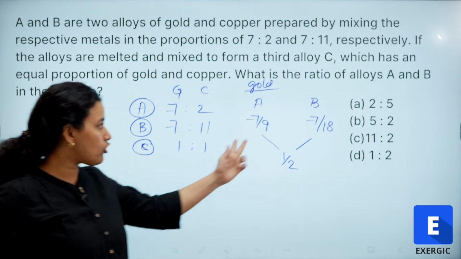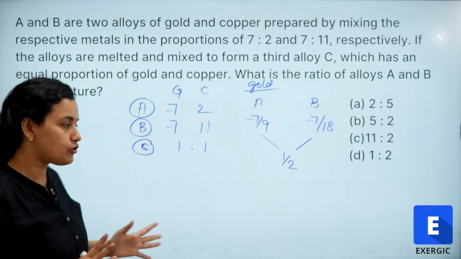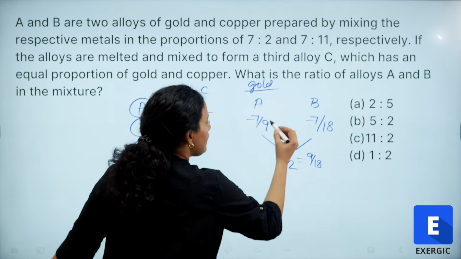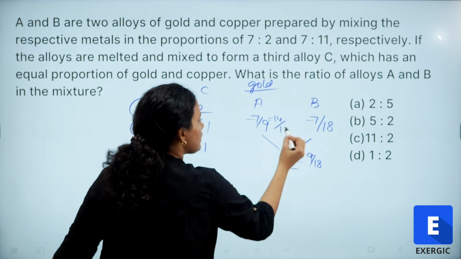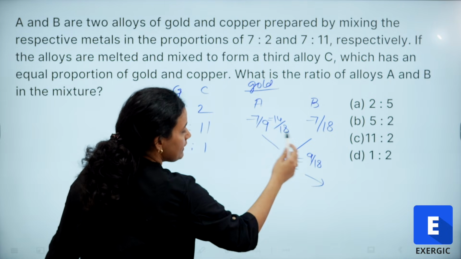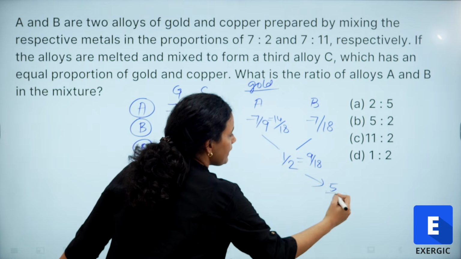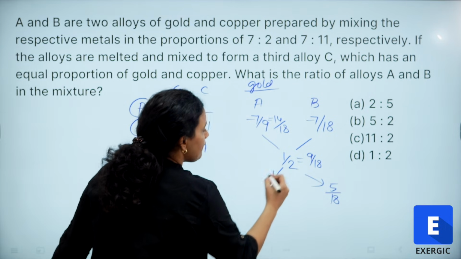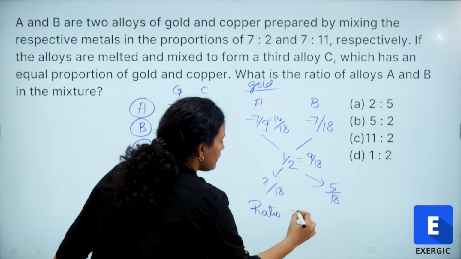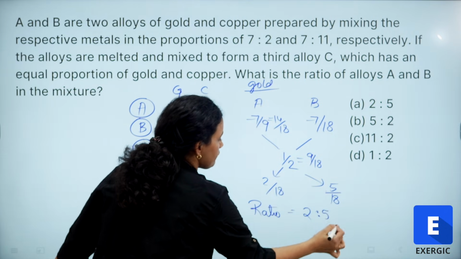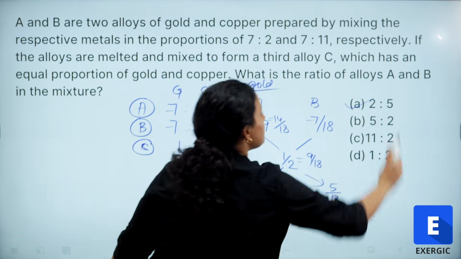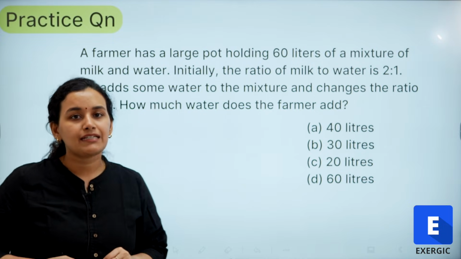So you can see that the denominators are different, 9, 18 and 2. So I'm going to make it all the same. I'm going to make it all 18. So this will be 9/18 and this will be 14/18. So that just makes the calculations easier for me. So this is 14/18 minus 9/18, so 5/18. And here I will be having 2/18. So the ratio is nothing but 2:5. The ratio is 2:5. Option number A.